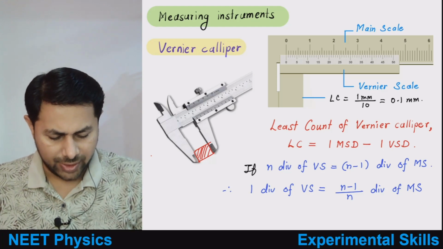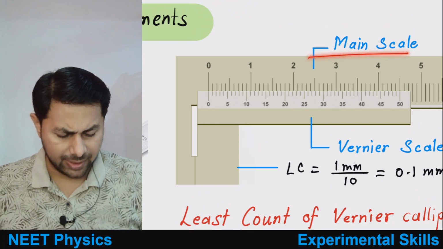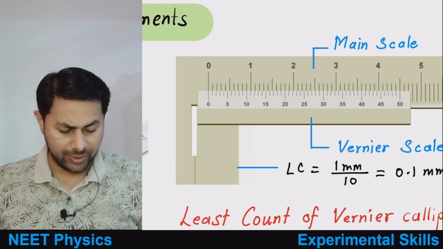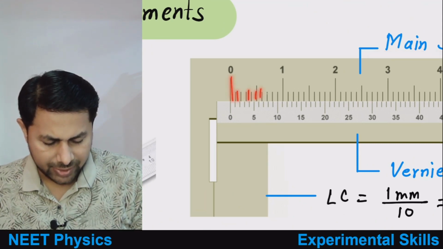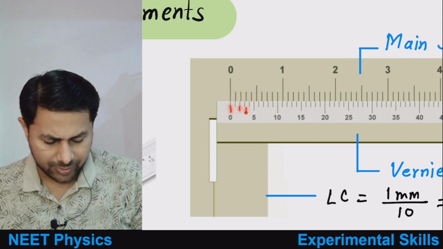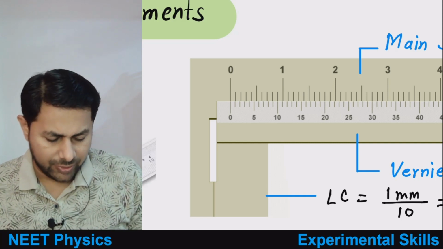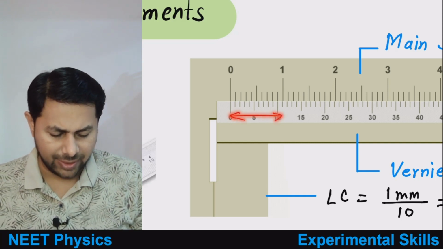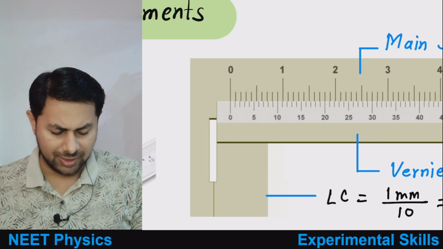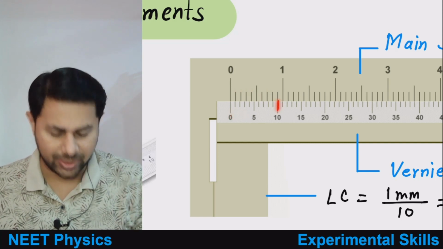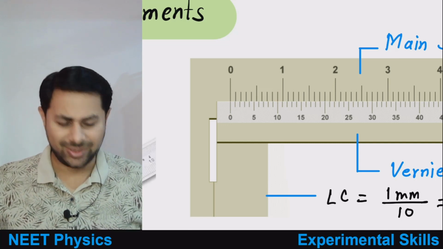Here it's shown in simplified form. This is the main scale and this one is the Vernier scale. So n number of divisions on the main scale will match with some number of divisions on the Vernier scale. Here you can see 10 divisions on the Vernier scale match with 9 divisions on the main scale, right?